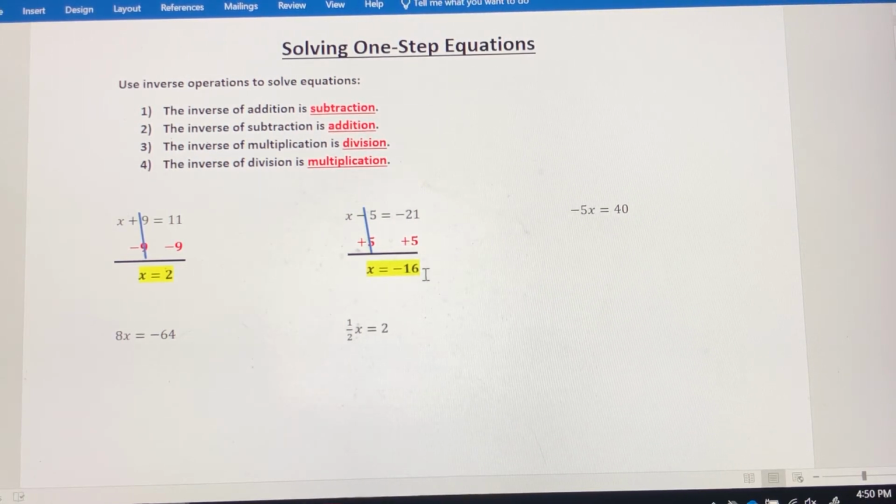As always, we want to check our answer. Let's plug in negative 16 for x. You can use your calculator if you need to. Negative 16 minus 5 is negative 21. That's true. So this answer has to be correct, okay?